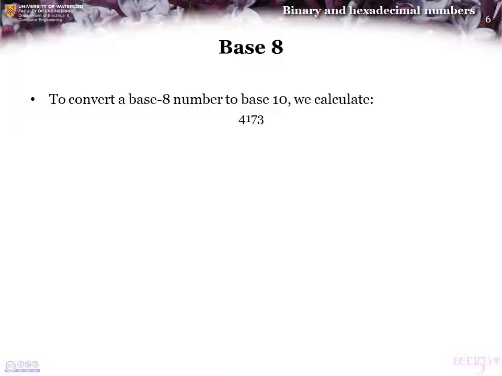Again, it's beyond the scope of this course, but to convert a base 8 number, let's say that this 4173 is a base 8 number. If we wanted to convert this into a base 10 number, this would be 3 times 8 to the 0, which is 3, plus 7 times 8 to the 1, which is 56 in decimal, plus 1 times 8 squared, which is 64, plus 4 times 8 cubed, which happens to be 2048. Thus, 4173 in base 8 is 2171 in decimal.